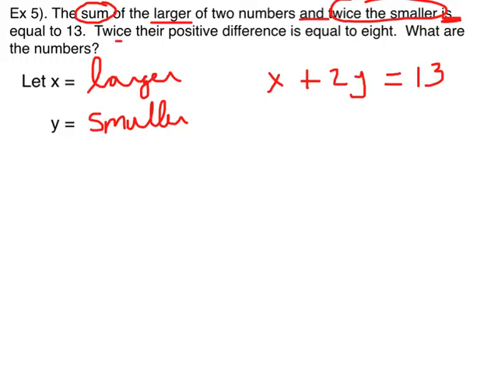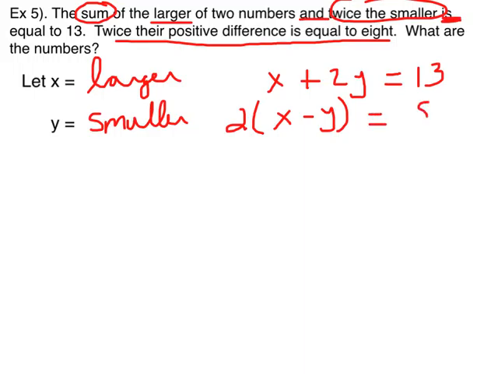The second one says twice their positive difference is equal to 8. Well, the positive difference means, a little trick here, you can't take the smaller one minus the bigger one, because if you do smaller minus bigger, you're going to get a negative. So it's going to be twice what x minus y is. Take the larger minus the smaller, that's the difference, and twice that means put it in parentheses, and that whole thing is equal to 8. Well, we now have our 2 equations.